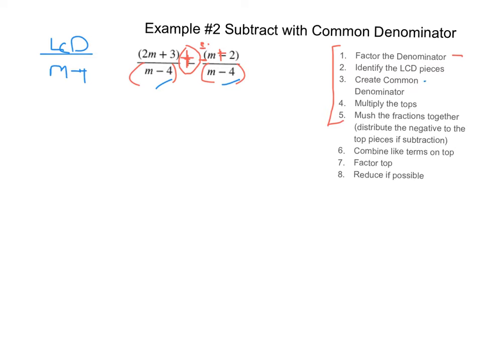Now our next step, create the common denominator. We already have a common denominator, so I don't have to do that step. Multiply the tops. Again, I didn't have to create a common denominator, so there's nothing to multiply on the top. So again, like I said earlier, steps 3 and 4, we're not going to worry about here. That'll be in another video. So next step, mush the fractions together. Distribute the negative if you have not already done so. We did that earlier. That was the conversion of the subtraction here to a plus symbol, and then distribution of the sign.